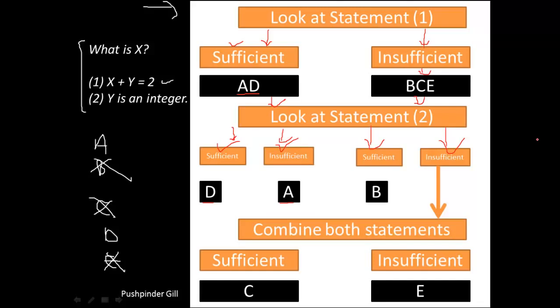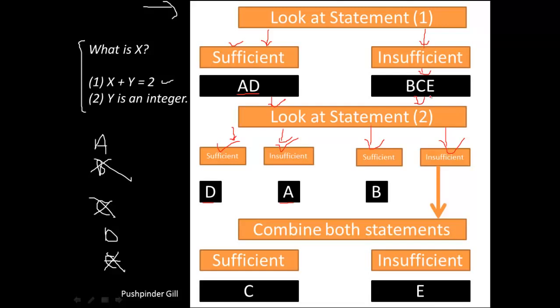So this is the basic flow chart of a data sufficiency question. You can very well start with statement 2, but the whole flow chart would change. I suppose you can make that flow chart on your own as well. So let me just revise all of that. You look at statement 1. It can either be sufficient or insufficient. If it's sufficient, your answer choices are between A and D.